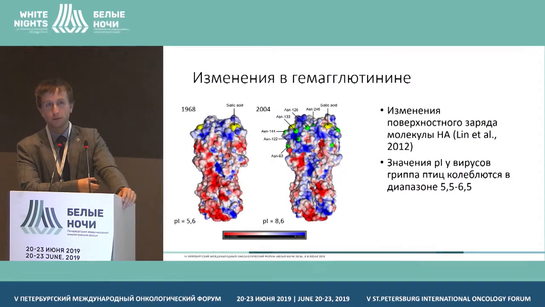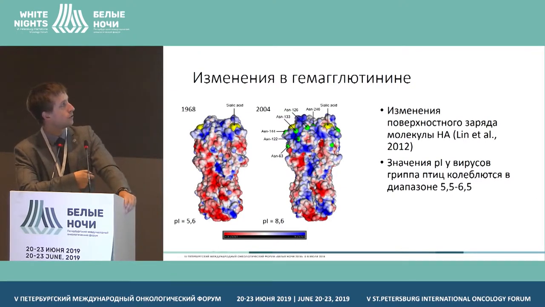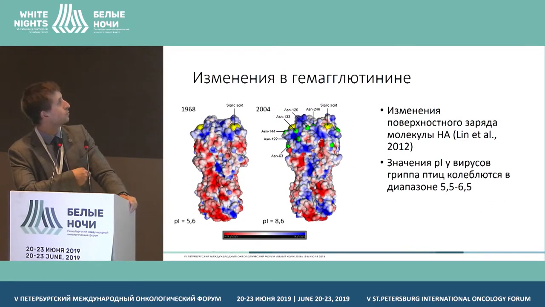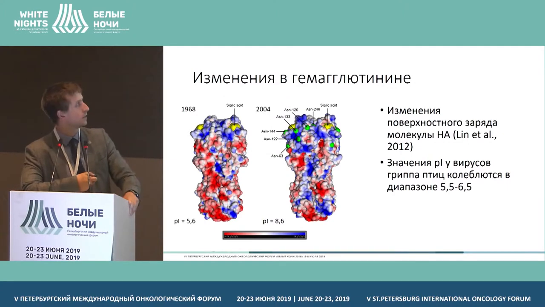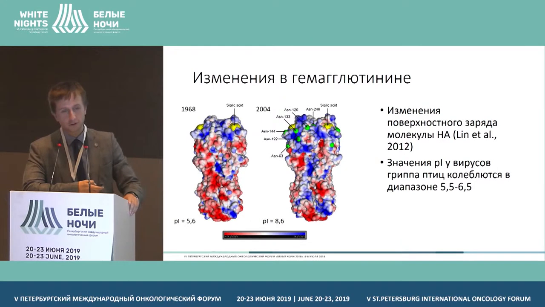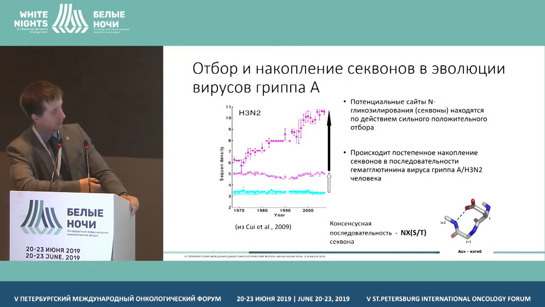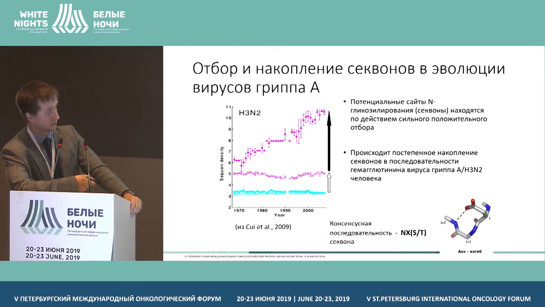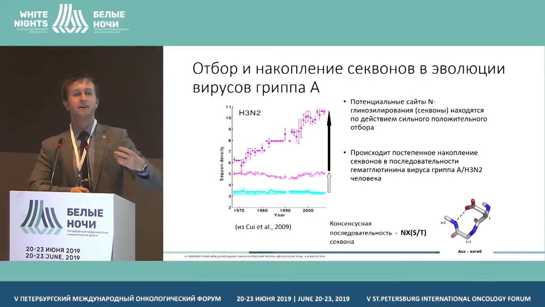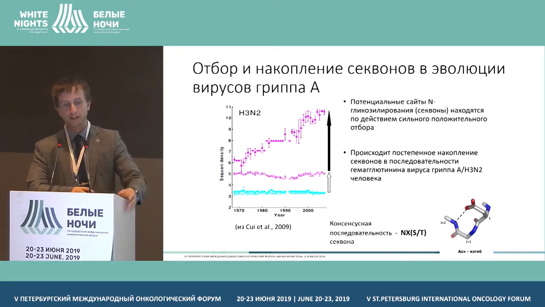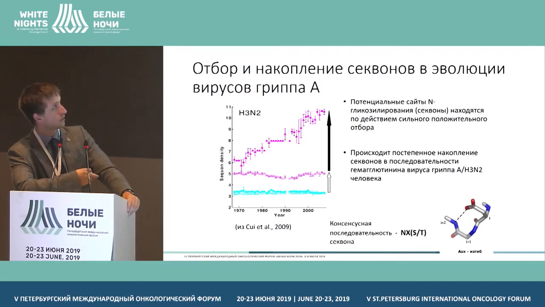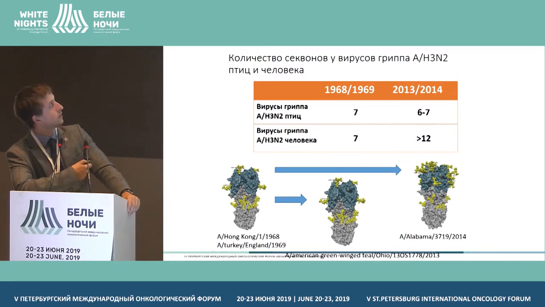Throughout the years since 1968, hemagglutinin as a protein has undergone significant changes. Its surface charge changed significantly. The isoelectric point has changed. If initially this protein was very similar to the avian flu, now in terms of physicochemical characteristics, it's very different from the avian virus. And glycosylating sites or sequons are constantly being selected and accumulated. These are the sites called NXS or T. Experimental possibilities to confirm whether they are truly glycosylated or not are very few. But with bioinformatics methods, we see that such potential sites are accumulated.